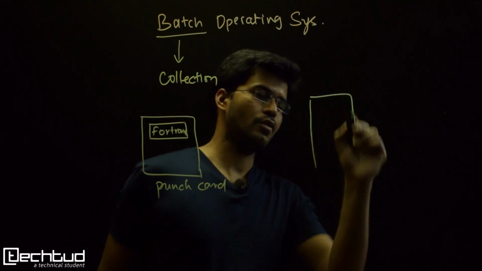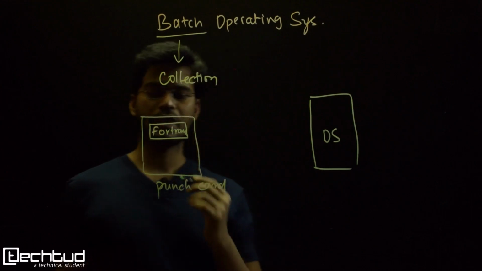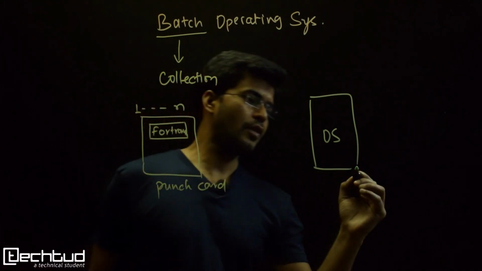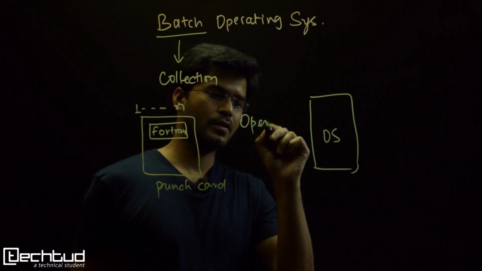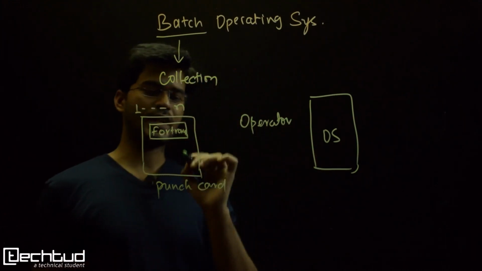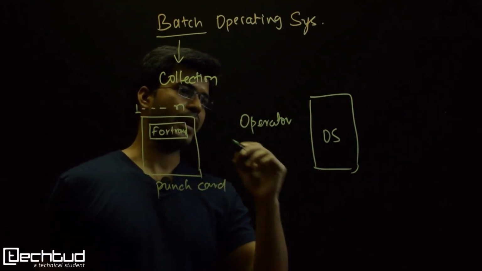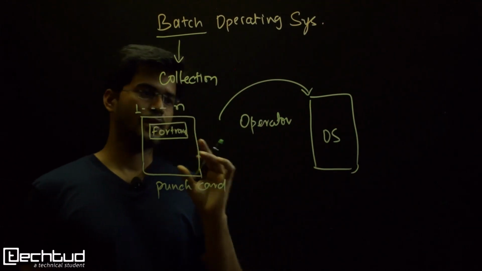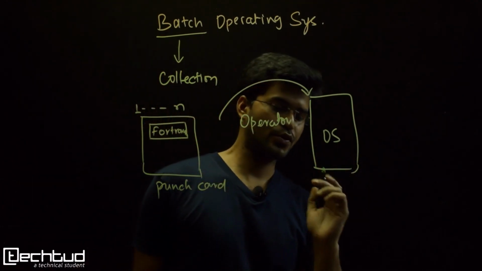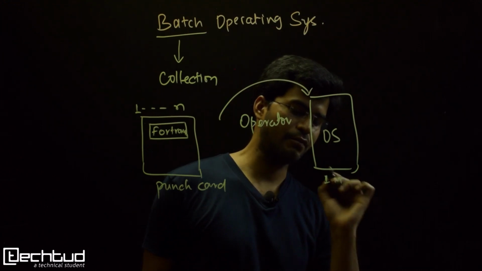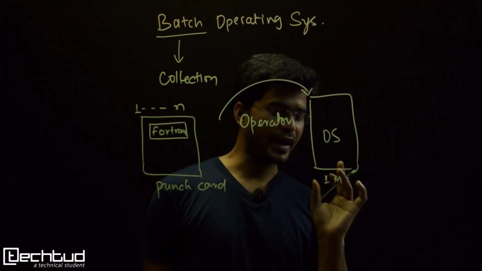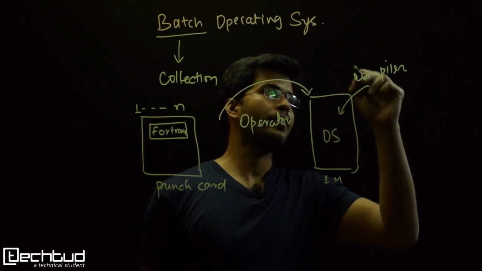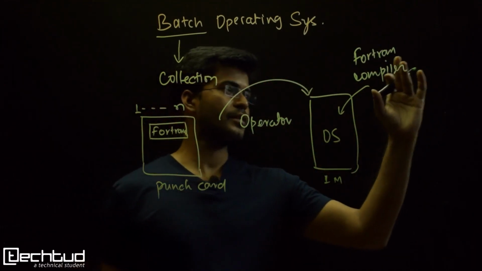So this is my operating system, right? And we used to have n number of punch cards. Now the role of the operator was to select similar punch cards and schedule them over this OS for execution. Now why I'm saying batch: let's say this operating system in earlier days used to have a few MB. So let's say I have 1 MB of memory. I have limited space, so I can only load the Fortran compiler.